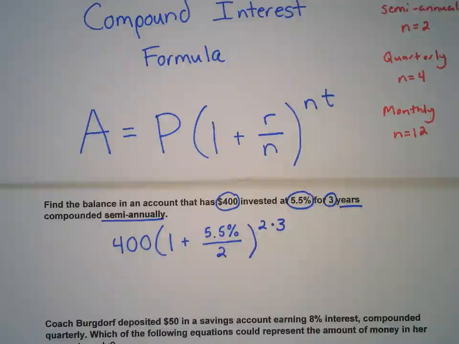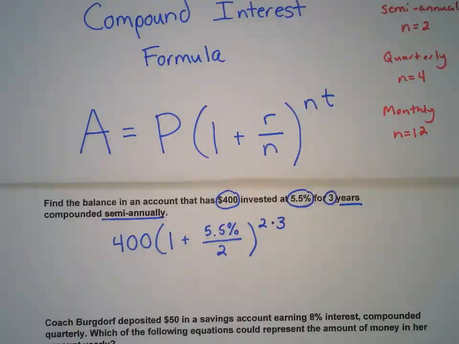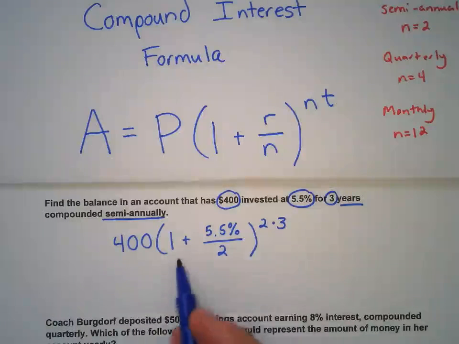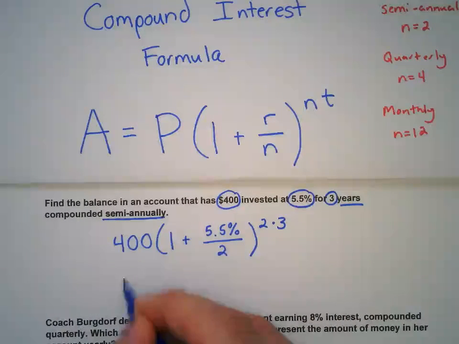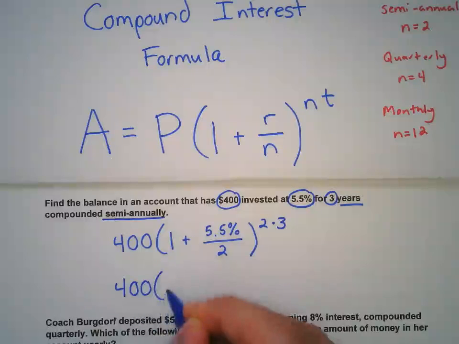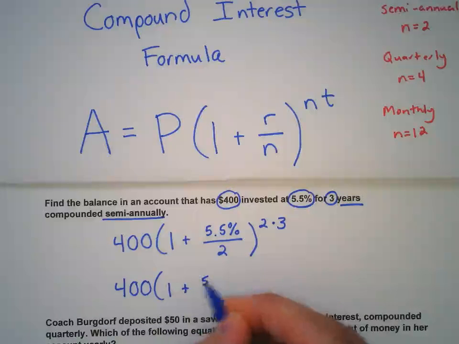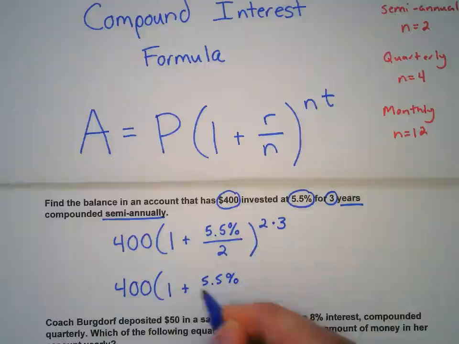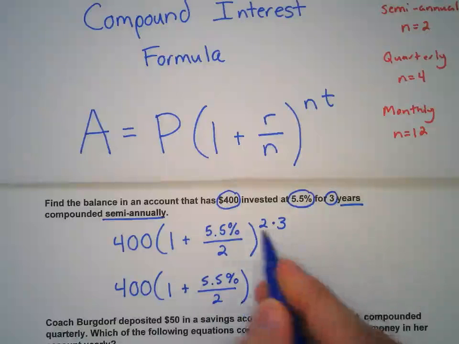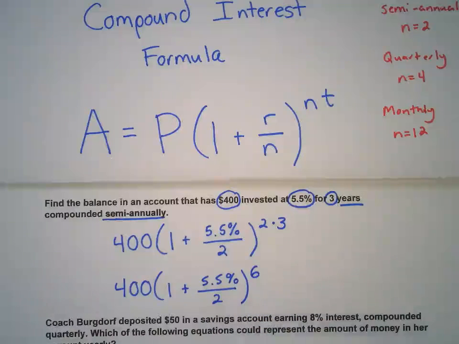So again, a lot going on with that formula. You got to really know exactly what goes where. So this actually breaks down a little bit. 400 parentheses 1 plus, we still have the 5.5% over 2. And then 2 times 3 is 6. And that's the formula broken down.